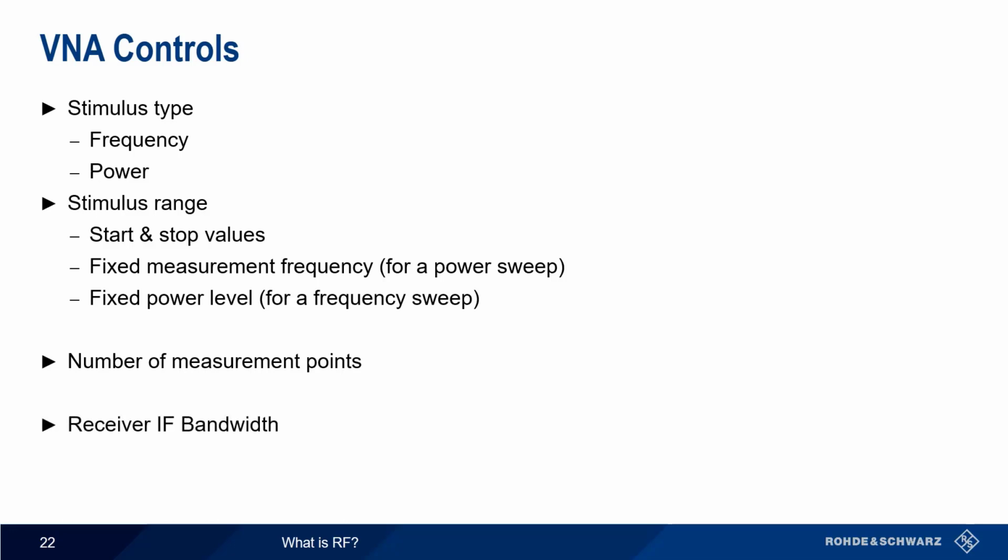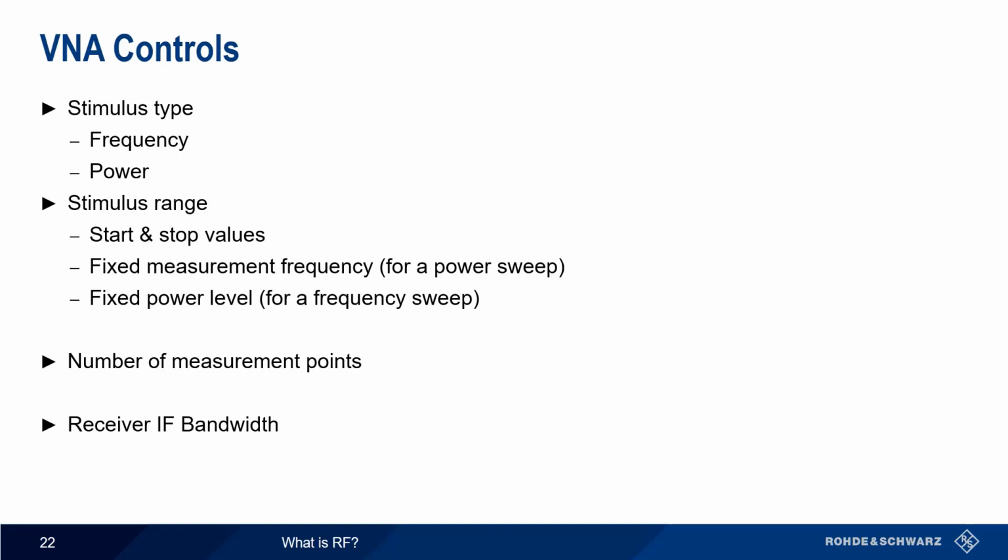The receiver IF bandwidth setting impacts both the noise floor and the sweep speed. A smaller IF bandwidth reduces the noise floor and improves the instrument's dynamic range, but at the cost of a slower sweep speed. Conversely, wider IF bandwidths reduce the sweep time considerably, but at the penalty of a higher noise floor and reduced dynamic range.